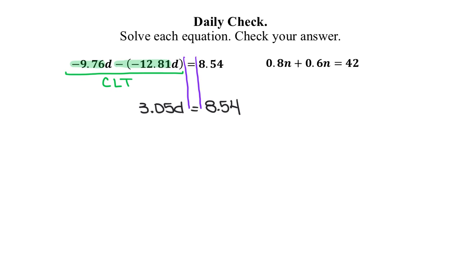I know this looks familiar. Noah? What are we going to do? We need to divide off the number next to the variable. And whatever we do to one side of the problem, we do to the other side of the problem. That's going to leave us with D is equal, Emma? 2.8. To 2.8.